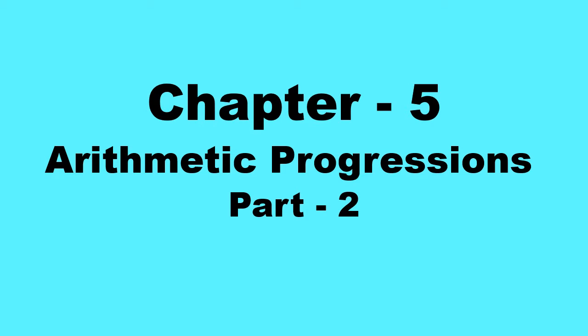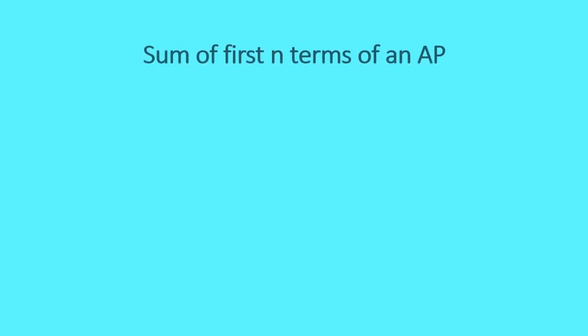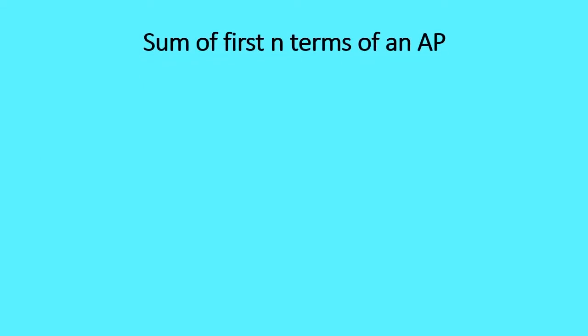Then you found the formula to find the nth term of an AP, that is an equal to a plus n minus 1 multiplied by d, where a is the first term, d is the common difference, and n is the number of terms. In this session, we are going to learn how to find the sum of the first n terms of an AP.